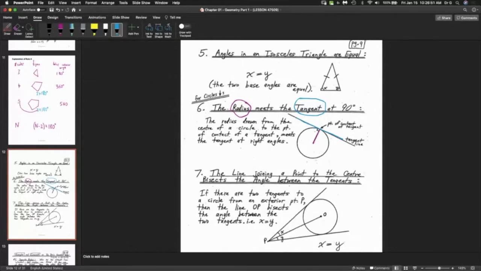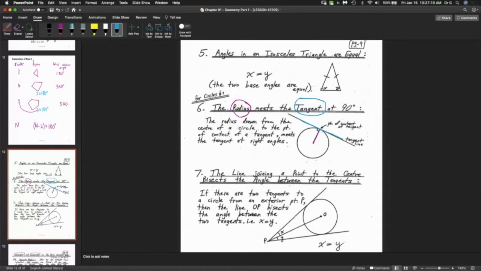This is important, for example, when you're talking about gears, pulley systems, anything involving a circular motion. It's very valuable to know that the radius and the tangent will meet at 90 degrees.